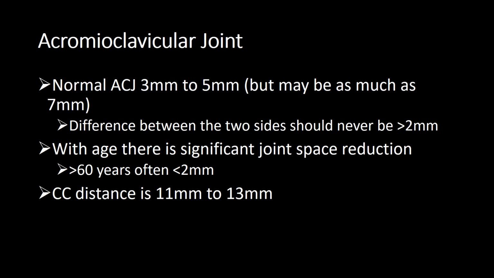The acromioclavicular joint is a synovial plane joint, and as with all synovial joints, as we get older, they're vulnerable to joint space reduction. So often, in patients over the age of 60 years, the joint space may be less than 2 millimetres. Finally, when you're assessing the acromioclavicular joint, always assess your coracoclavicular distance. And this distance is usually between 11 millimetres to 13 millimetres.